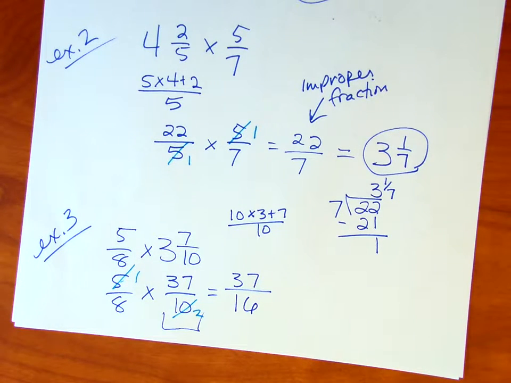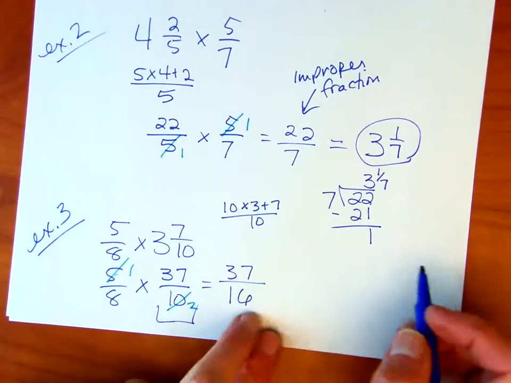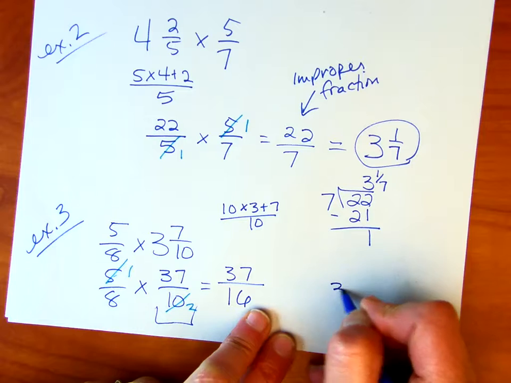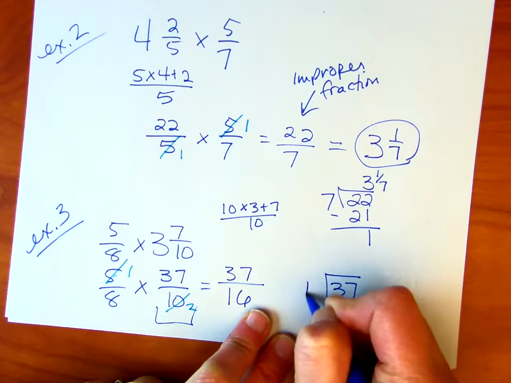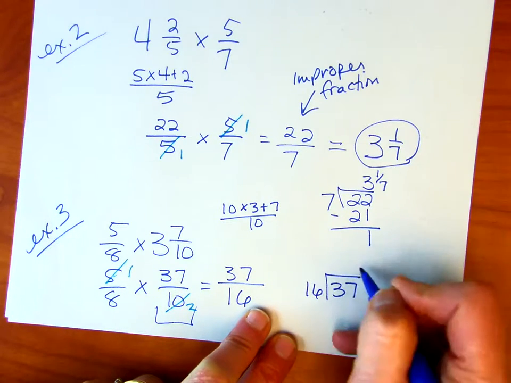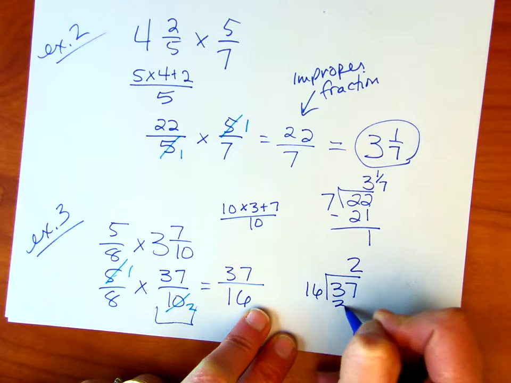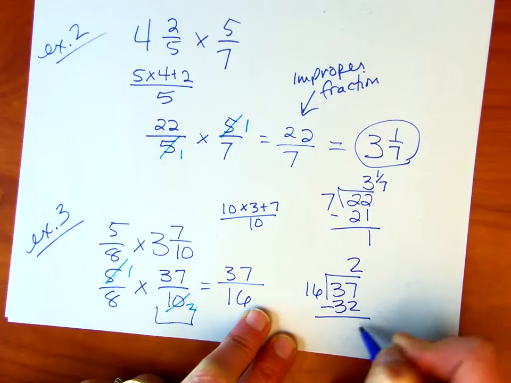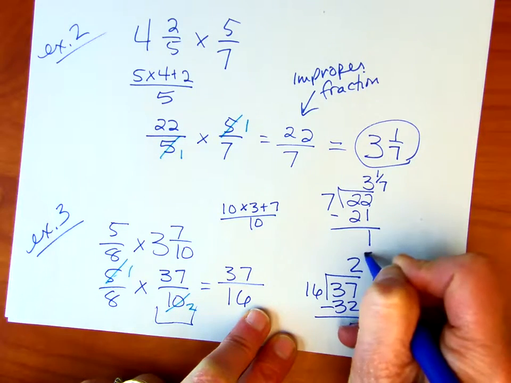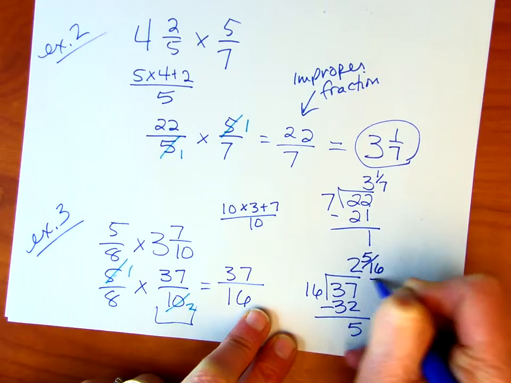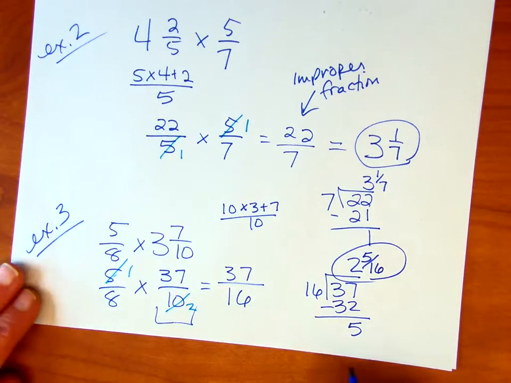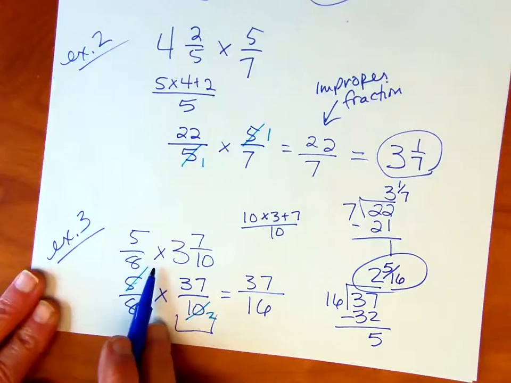37/16 is an improper fraction, so we're going to convert this to a mixed number, and basically we're saying how many times does 16 go into 37? Well, it goes in 2 whole times, and that'll give me 32, and the leftover is 5. So 2 and 5/16 would be my answer to this multiplication problem.